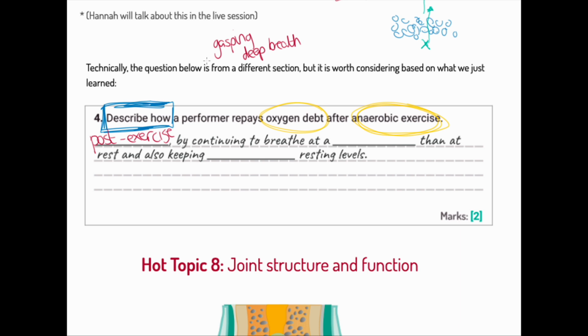Now I talked about deep breaths, gasping. I'm going to write a greater depth. So continuing to breathe at a greater depth than at rest. So normal breathing, but at that point you're having to breathe much deeper. And then also keeping your heart rate up, because we're wanting to get that oxygen back to those working muscles to repay that oxygen debt, to recover that deficit. So you've got to have your heart rate above resting levels, because that's one way that you're getting your oxygen to those working muscles.